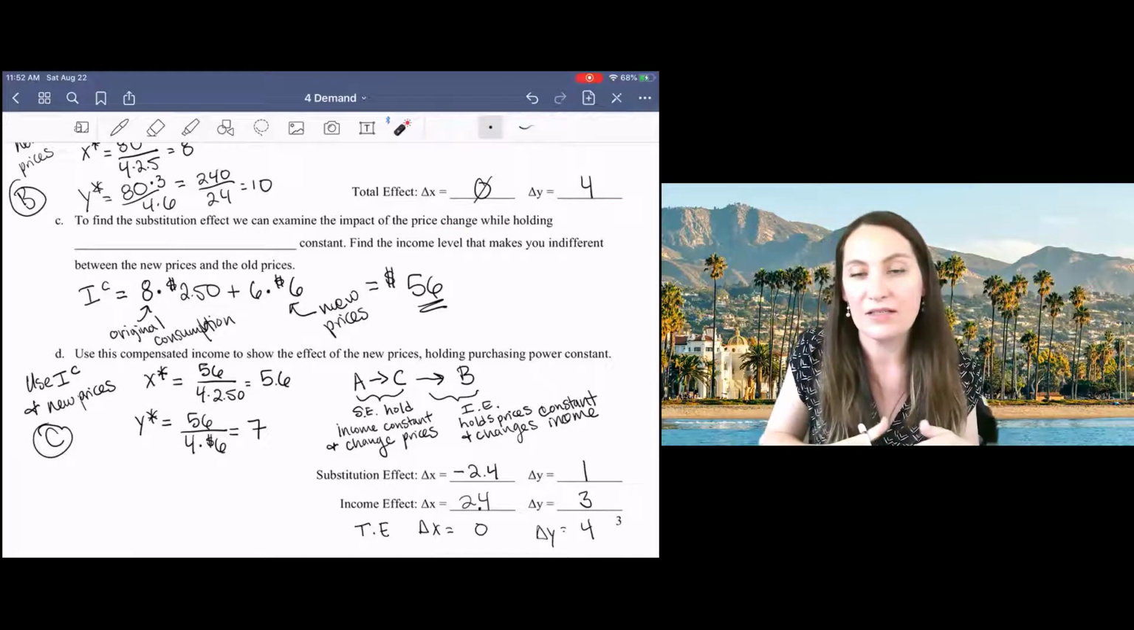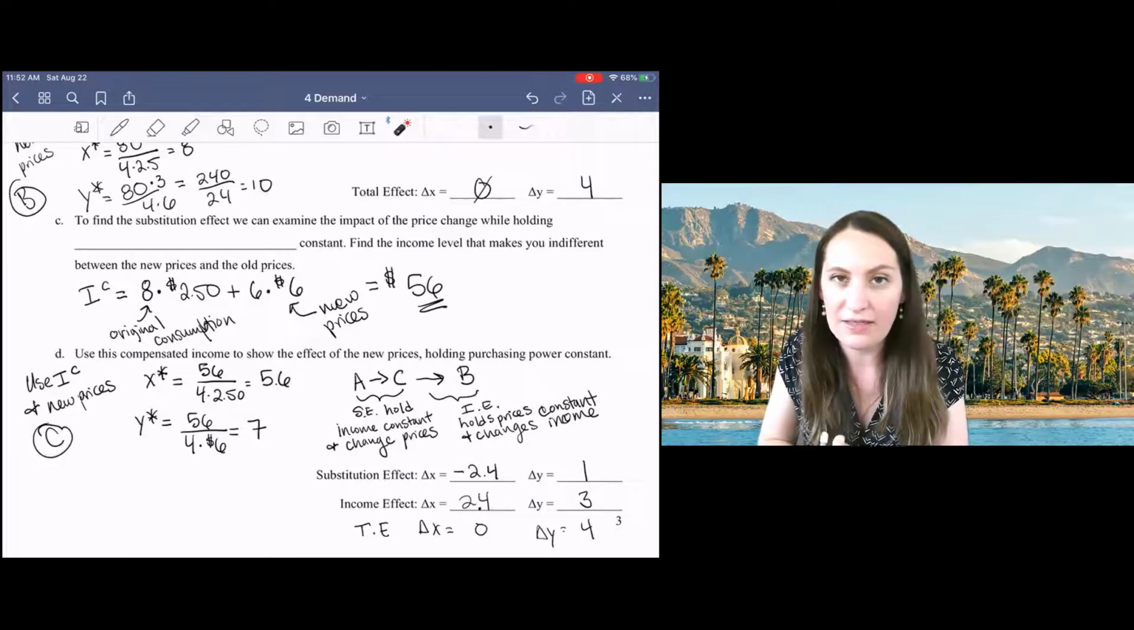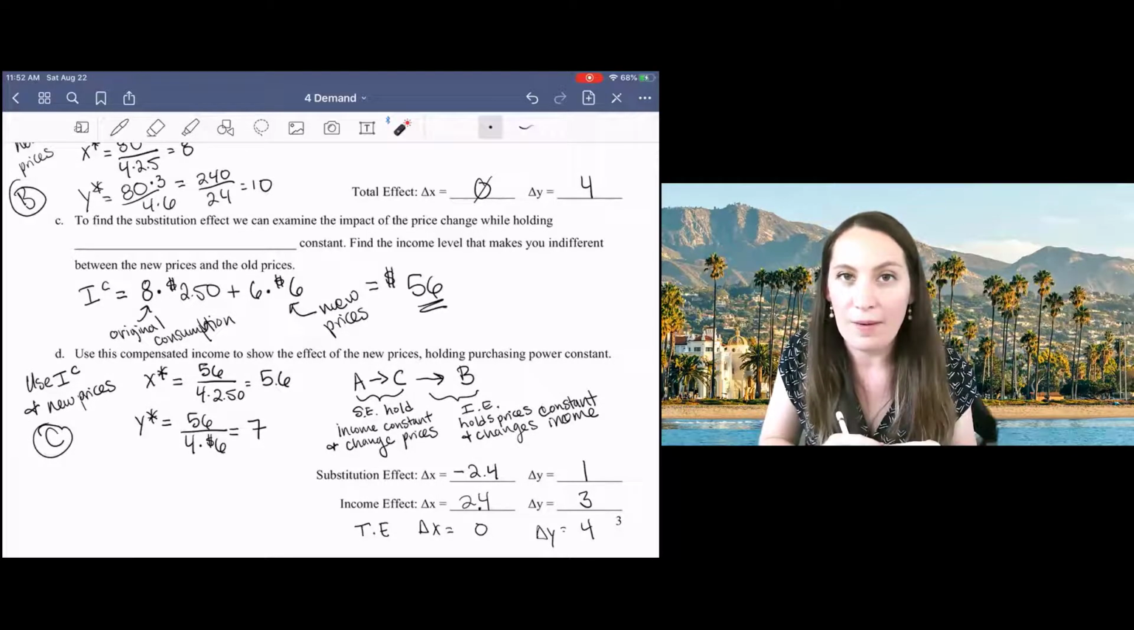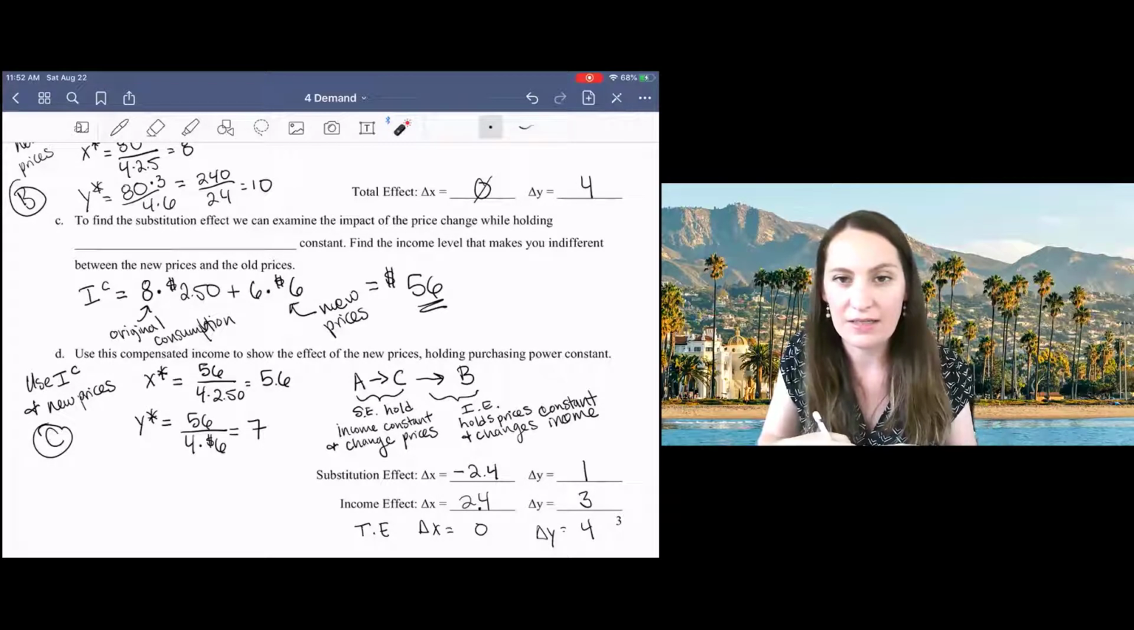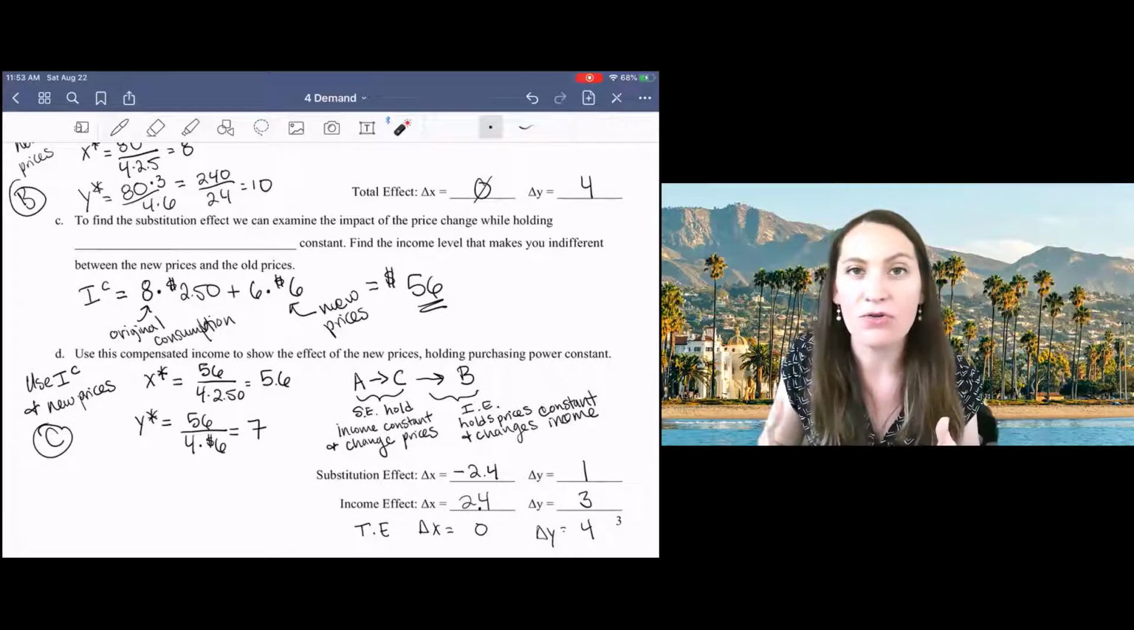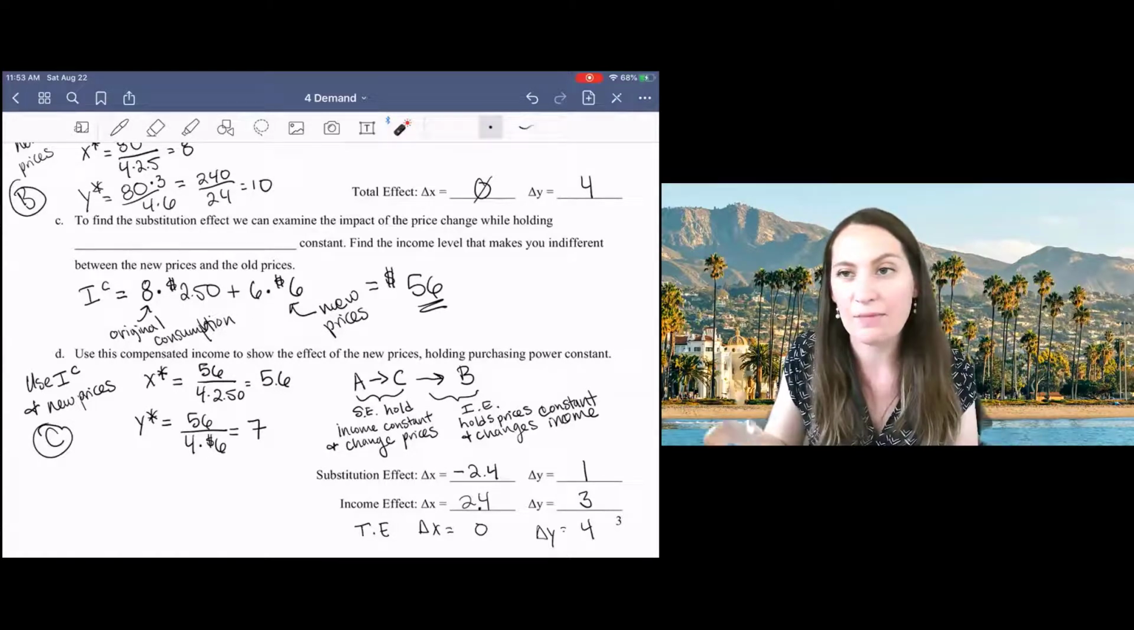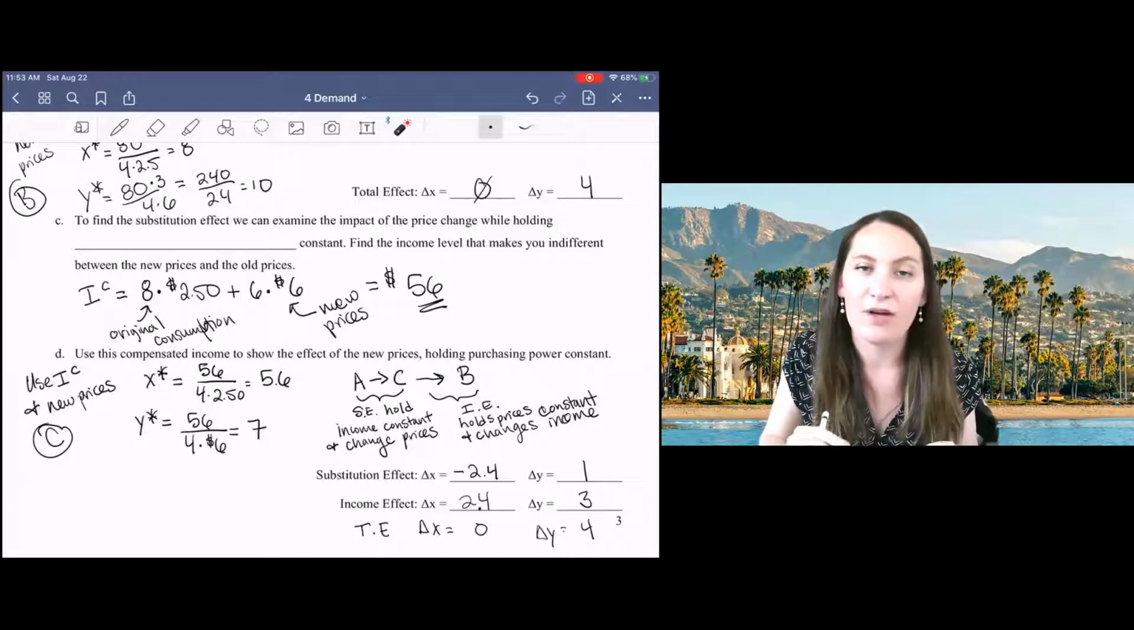So what I've done here is I've found this point C, which represents the point at which the old bundle would be affordable, holding purchasing power constant, but using my new prices. And then by examining the change in consumption between the original point, my compensated point, and my new point, I can separate out the impact of my income and substitution effects on the consumption of both goods.